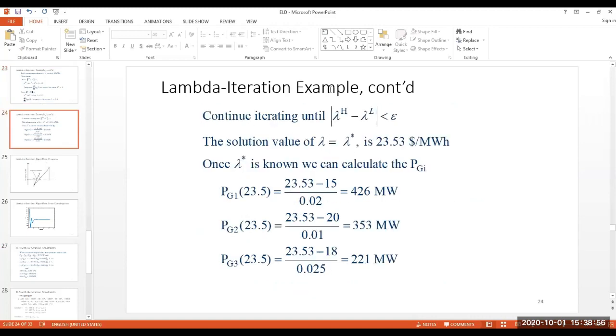Now you have to continue this until you satisfy this constraint. Maybe few more iterations. After a few more iterations, you will get these conditions satisfied. So the solution will be treated as the optimal solution with this star symbol as the superscript, and the lambda is found as $23.53 per megawatt hour. You just calculate PGs with this optimal lambda. You know the expressions of PGs, and these are your solutions.